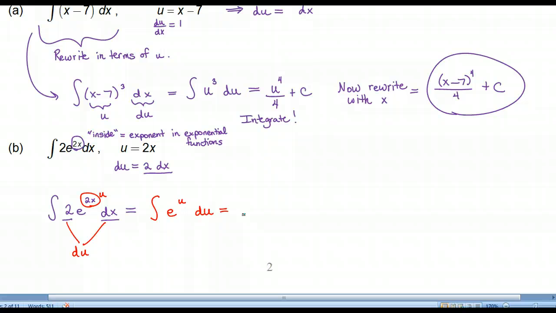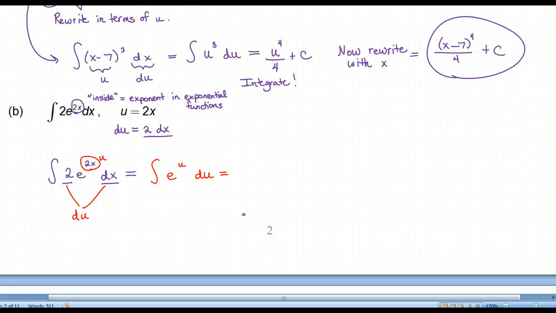Yeah, Olivia? On the test, are you going to say what u is? Not always, no. I'll give you a couple questions where I'll tell you what u is equal to, and then a couple where you have to figure it out. Most of them it's pretty obvious. I'll explain how you know. Is u the derivative of the inside?